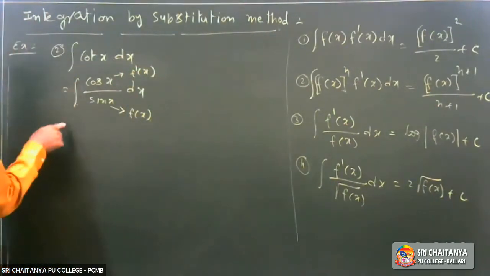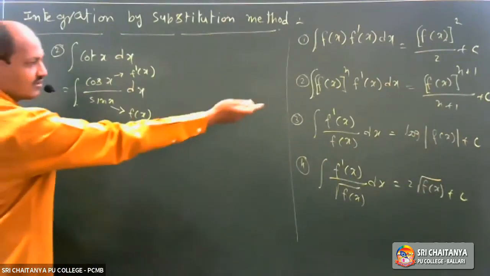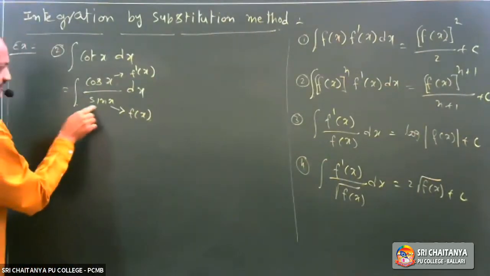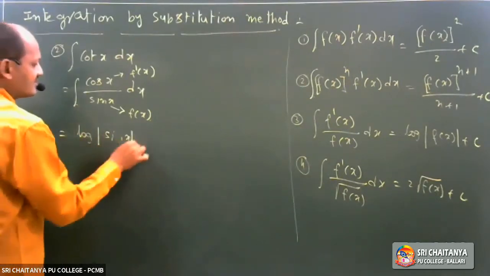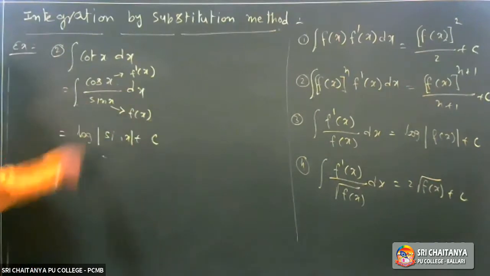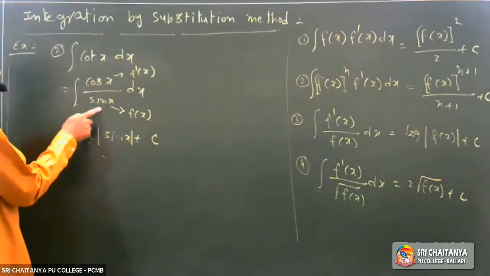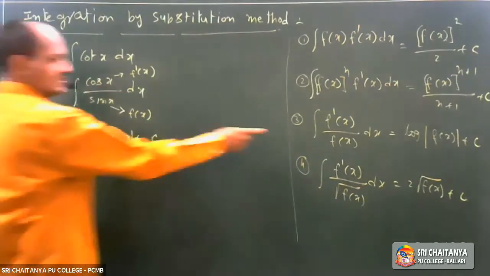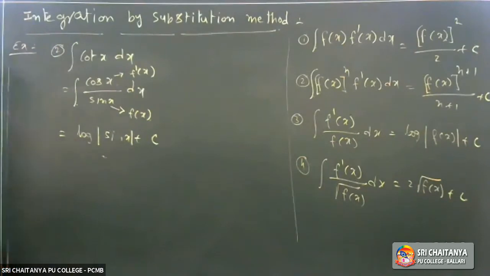So it is of the integral of f dash of x by f of x form. The formula is log f of x. What is f of x? Sin x. So log mod sin x plus c. Direct by using the third property, f dash of x by f of x. Derivative of sin is cos. So log mod sin x plus c. Right.